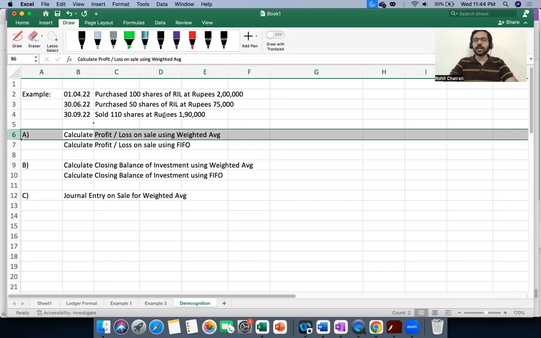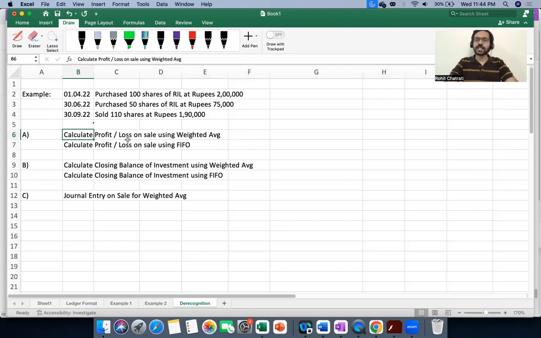Now let's start with the first part, calculating the profit or loss on sale using weighted average cost method.